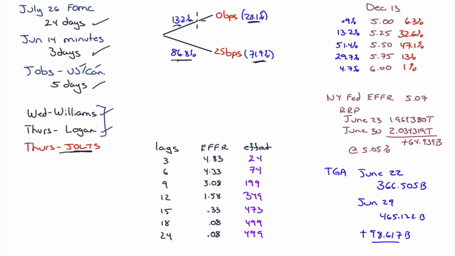Core is sticky. The door is open for us. We're not going to be punished if we go 25 basis points. We're not going to surprise the market. I think they'll go 25.